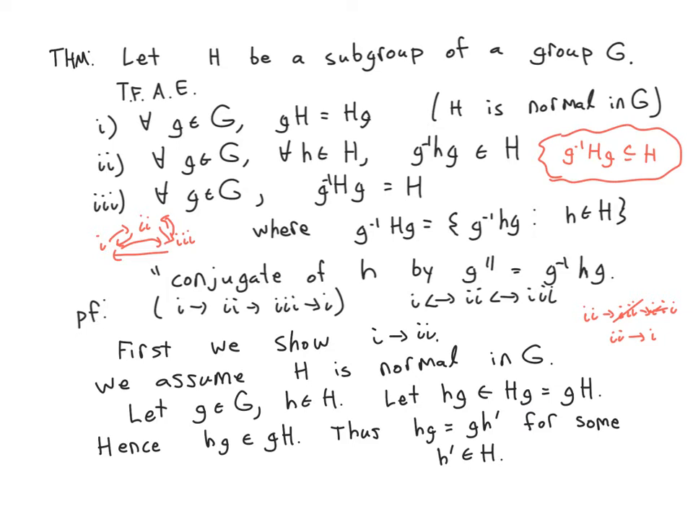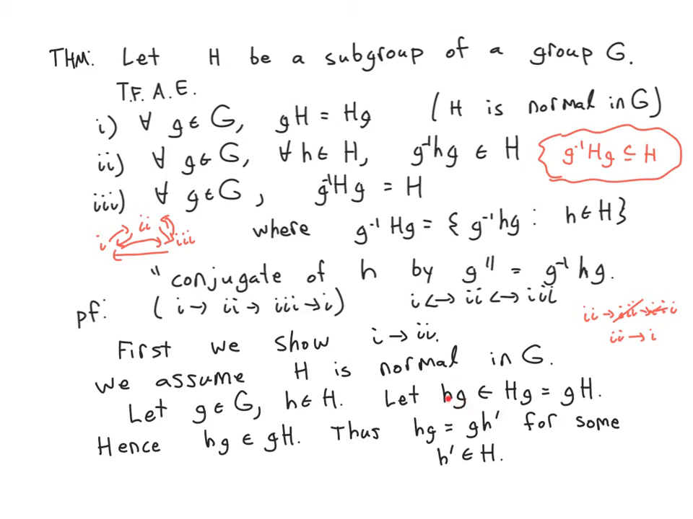So we're going to prove 1 implies 2. What does that mean? We're going to assume the statement in condition 1 that for every group element, the left coset with respect to g is equal to its right coset. And we're going to prove statement 2 that H is closed under conjugation by every element in G. So we're going to assume H is normal in G. Let little g be an element in the large group and h be an element in the small group. We want to prove that we're closed under conjugation.